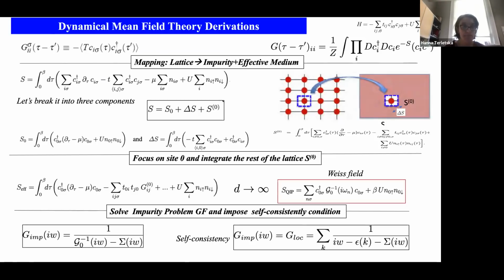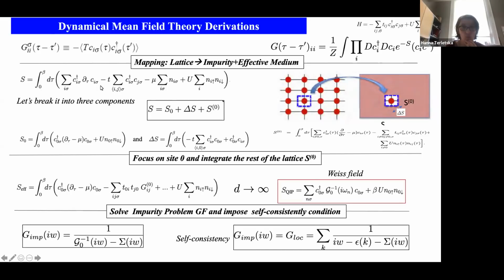So the quantity of interest, as I mentioned before, is the Green's function. And to calculate the Green's function, we will be using this path integral formulation. And for that, we have to calculate the effective action S. This is the effective action S, which corresponds to the original Hubbard model. You have the Hubbard U term and you have the hopping term T.